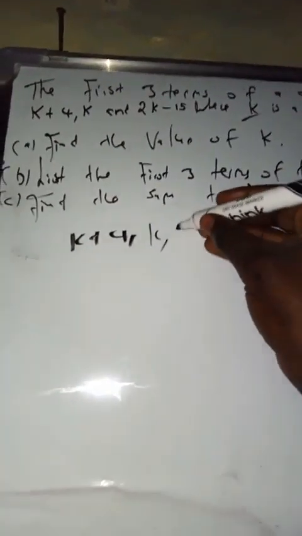Now, they're saying the first three terms of this GP are K plus 4, okay? Then there's K. And then the third one is what? 2K minus 15. And they're saying K is a positive integer. And the first question is: find the value of K.